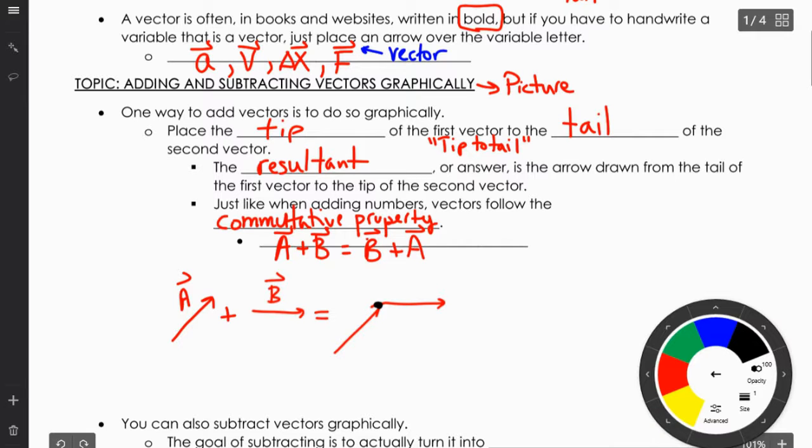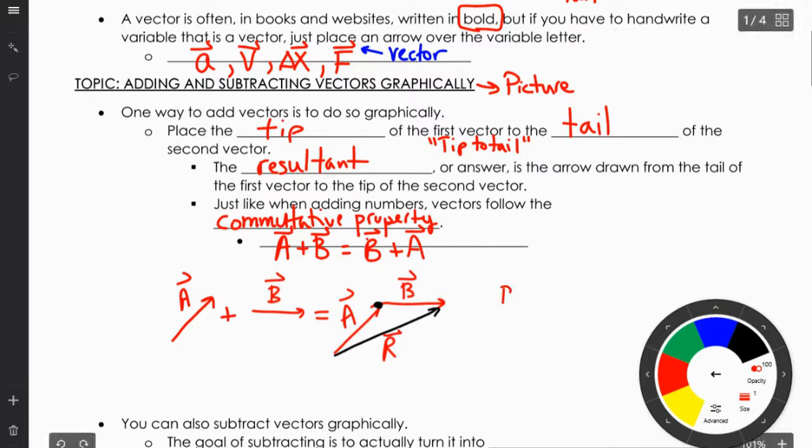My answer now is from tail to tip. So the tail of A to the tip of B. So here's A, here's B, here is my answer, which is resultant R. So this is A plus B.